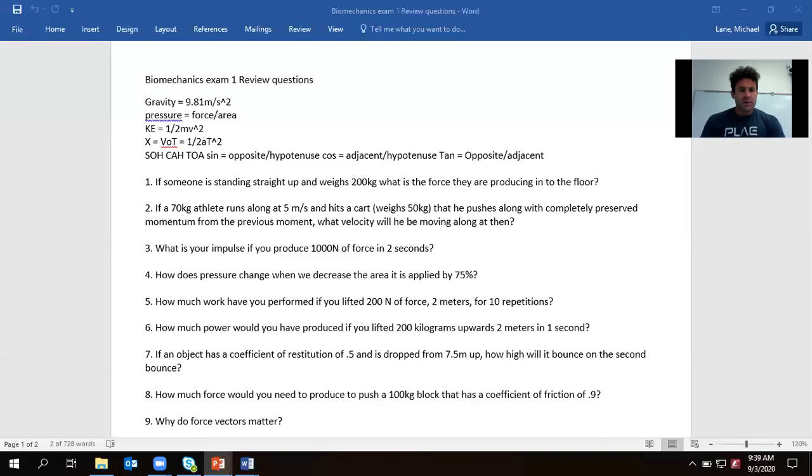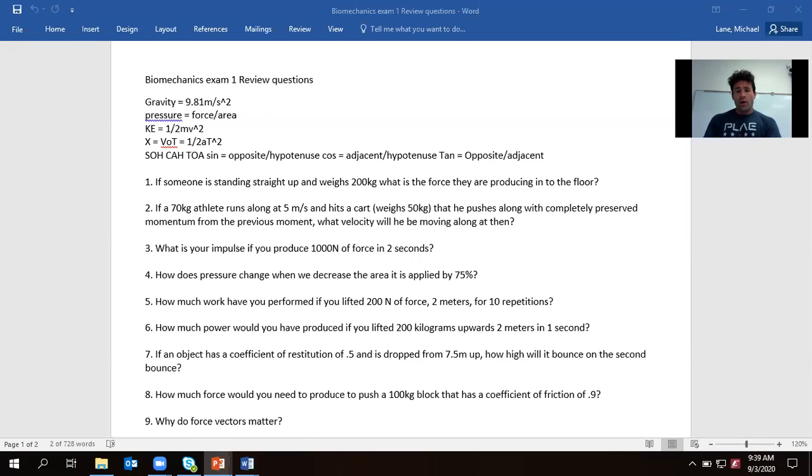All right, number 6, how much power would you have produced if you lifted 200 kilograms upwards 2 meters in 1 second? Okay, cool. So first thing we need to do is figure out force. So we take 200 kilograms, and then we're gonna multiply that by 9.81, the acceleration of gravity, okay? So right then and there, we're going to now have our force.